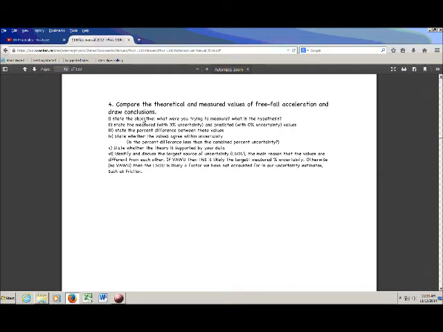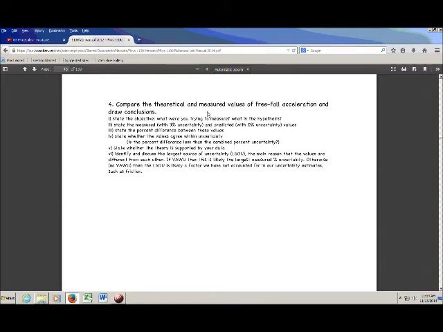The first thing they ask for is they tell you, state the objective, what were you trying to measure, and what is the hypothesis for this experiment. So the objective is just what it says. What were you trying to measure? So for example, for the free fall experiment, we were trying to measure the acceleration due to gravity. So you would just say that in a full sentence.